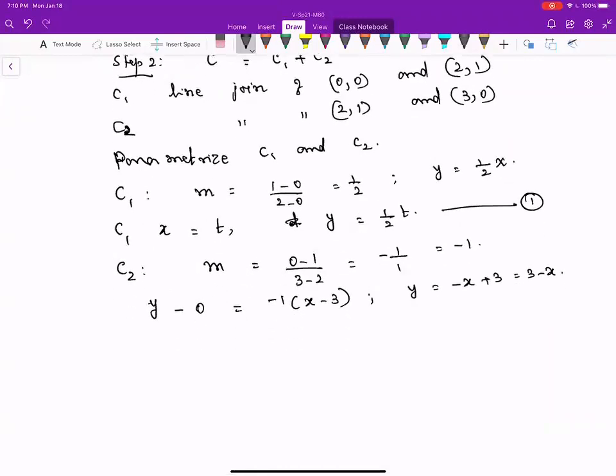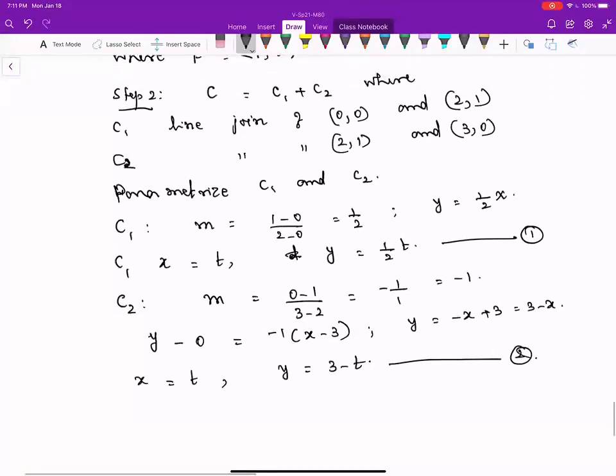Here, if I plug in x equal to t, then y will become 3 minus t. That way I'm parameterizing both the first curve and the second curve. Of course, I have to remember to give the values for t. In the first one, it is a line joining 0, 0 to 2, 1.